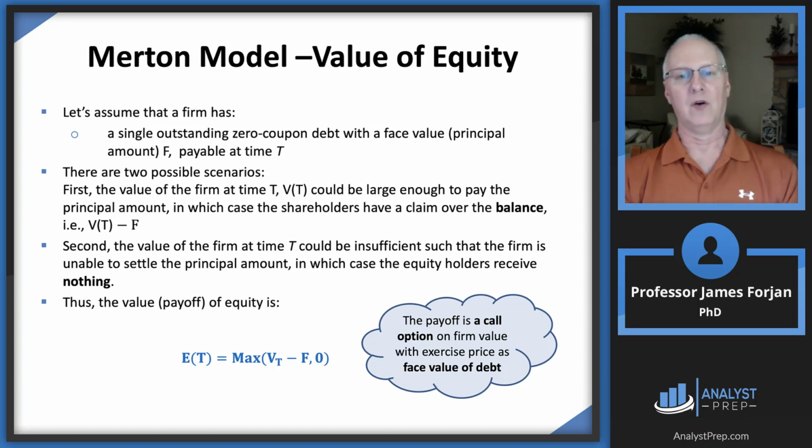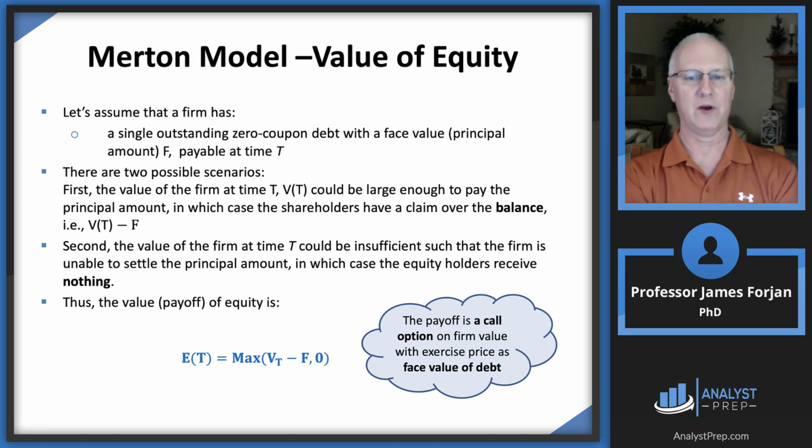On the other hand, though, the value of the firm could be insufficient on the maturity date of the bond issue so that the firm is unable to settle that principal amount, in which case the equity holders receive nothing, right? When you allow the option to expire, nobody shows up at your door and says, hey, here's $10 for your trouble, right? When you allow the option to expire in a stock option, you get nothing. Well, the same thing holds true here.